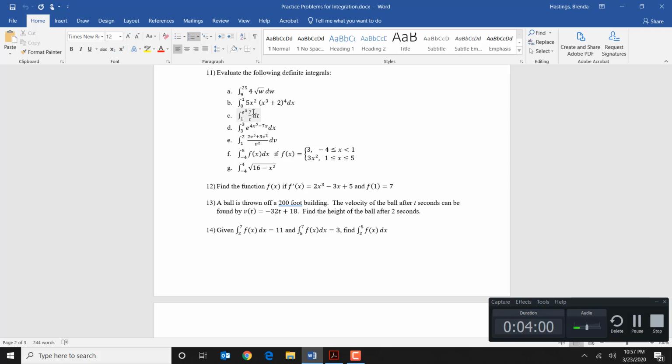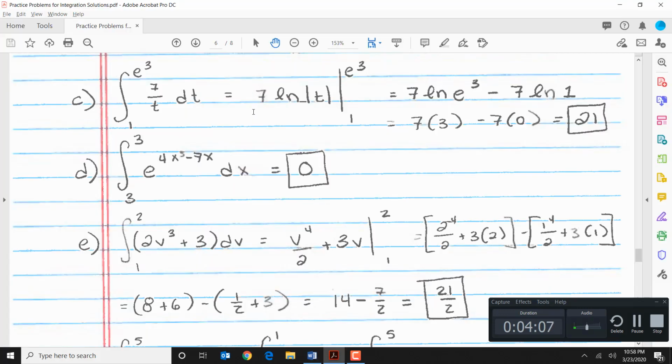So I need to realize I can pull that 7 out and have 1 over t dt to get the natural log of the absolute value of t. So when I do that, I get 7 times the natural log of t. And instead of plus c, I'm going to evaluate it from 1 to e cubed.